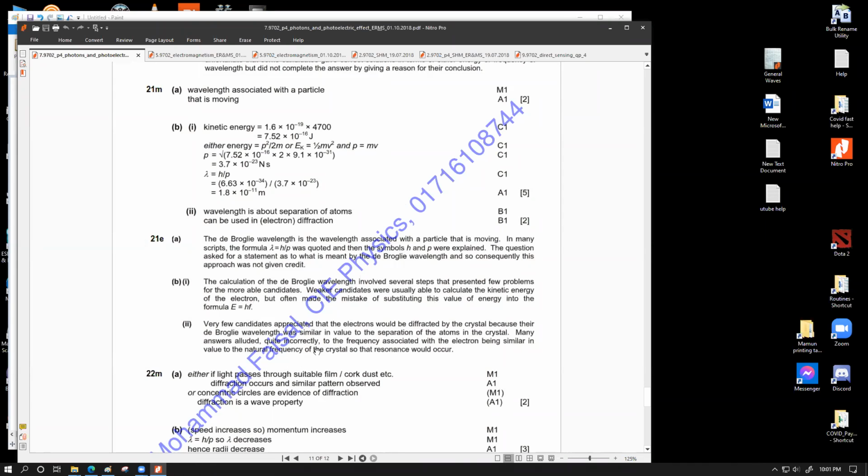Natural frequency of the crystal? Anyway, this is wrong, so quite incorrectly. Okay, this can also work.